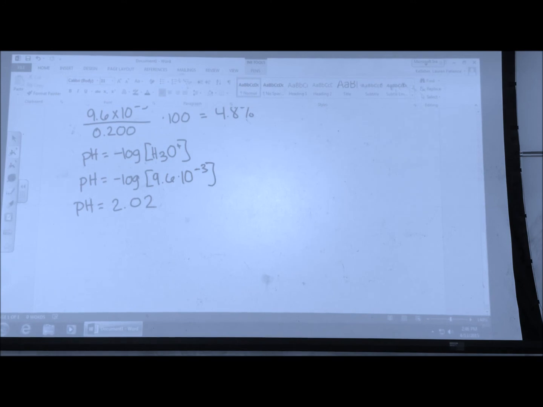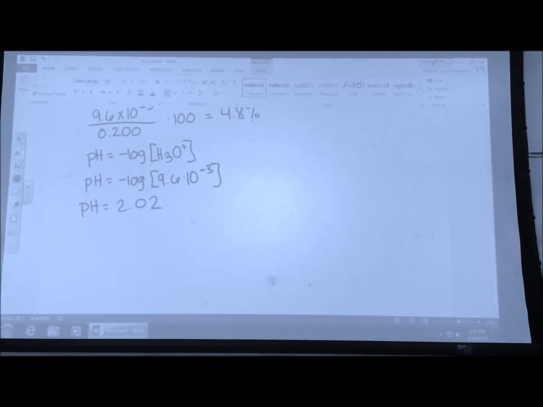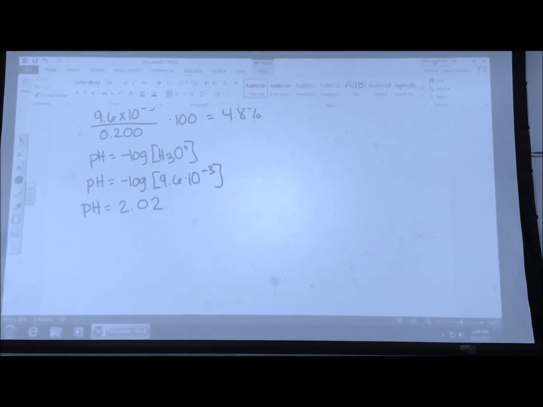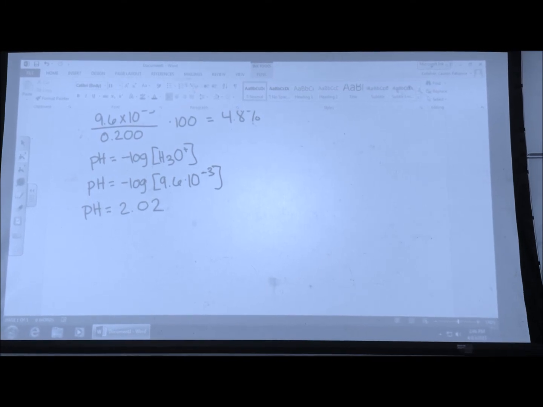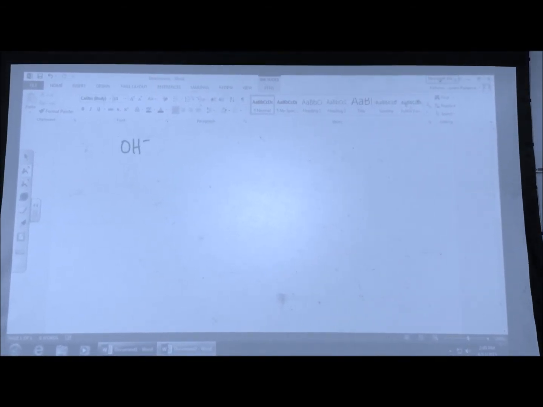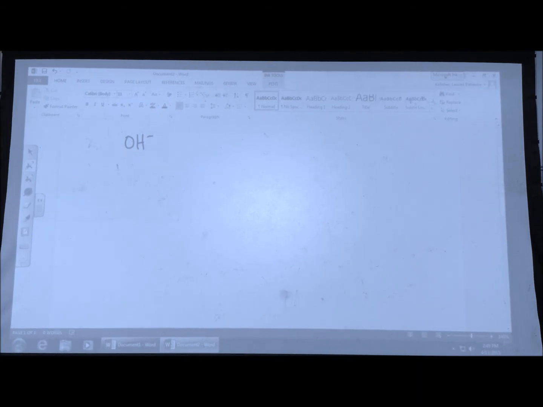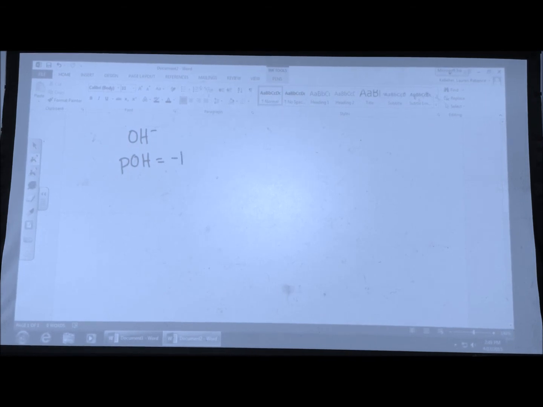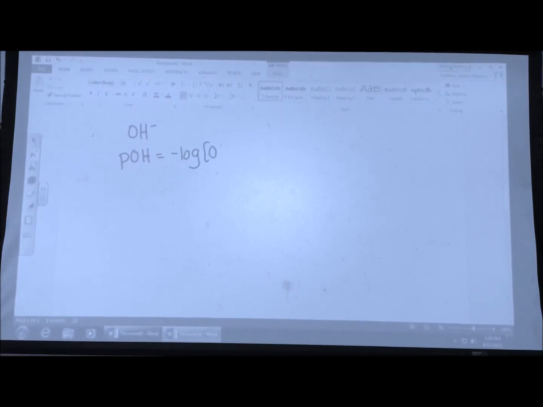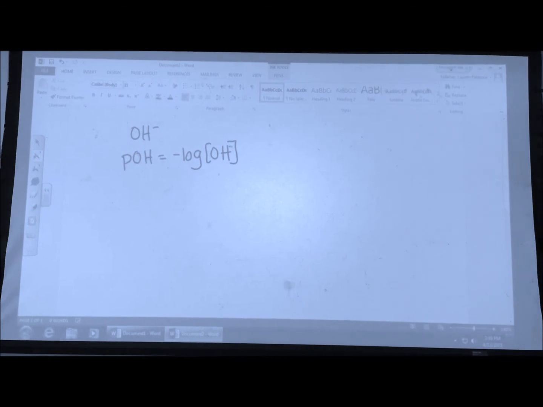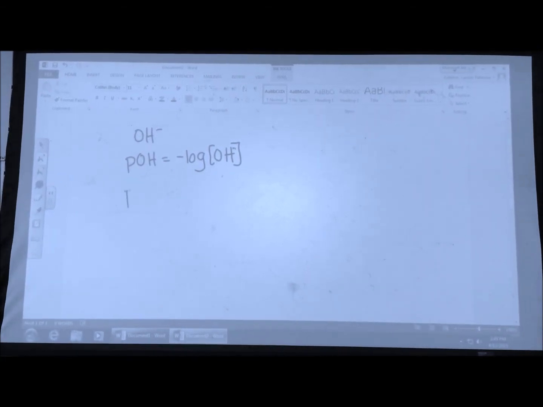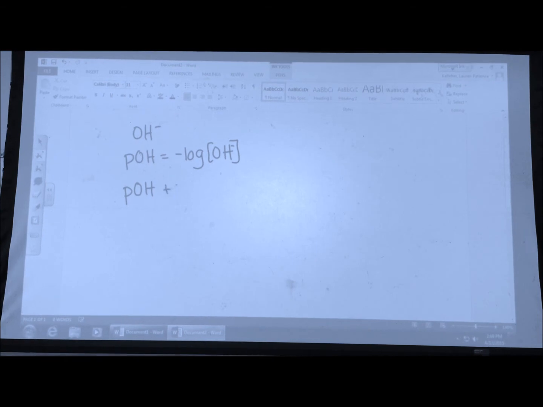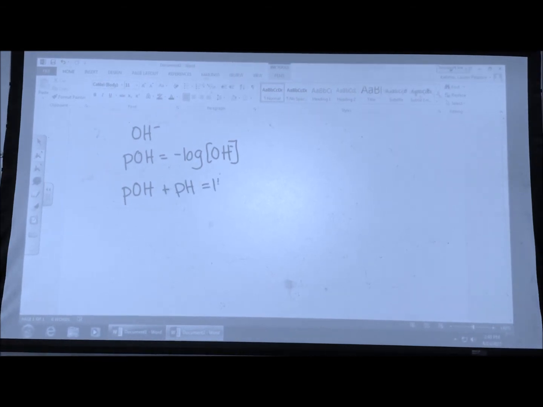If the x is small approximation is found to be invalid, you must determine the value of x without canceling it out. This can be done using the quadratic equation. Ice tables can also be applied to weak bases and their pH calculation, where you'll be determining the hydroxide ion concentration by finding x and then plugging that into your pOH equation to determine the pOH, which can then be used to find the pH, where pOH plus pH equals 14.